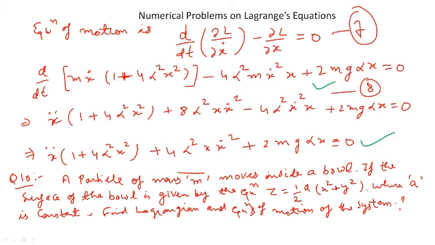The next problem is: a particle of mass m moves inside a bowl. If the surface of the bowl is given by the equation z is equal to 1 by 2 a (x square plus y square), where a is a constant, find the Lagrangian and equation of motion of the system. Try to solve it yourself. I will solve it in the next video.